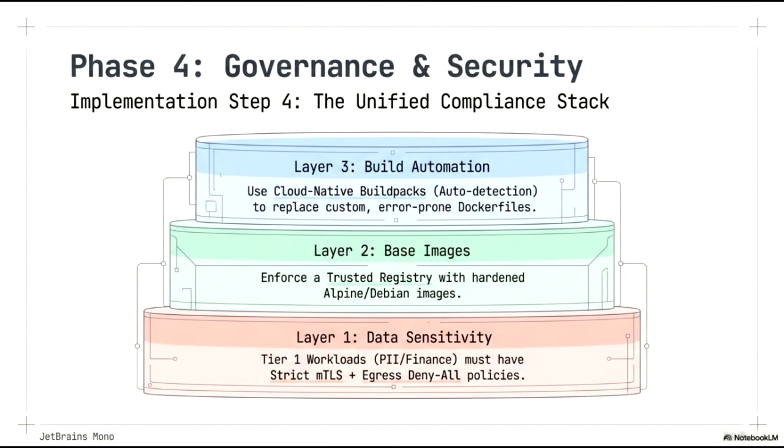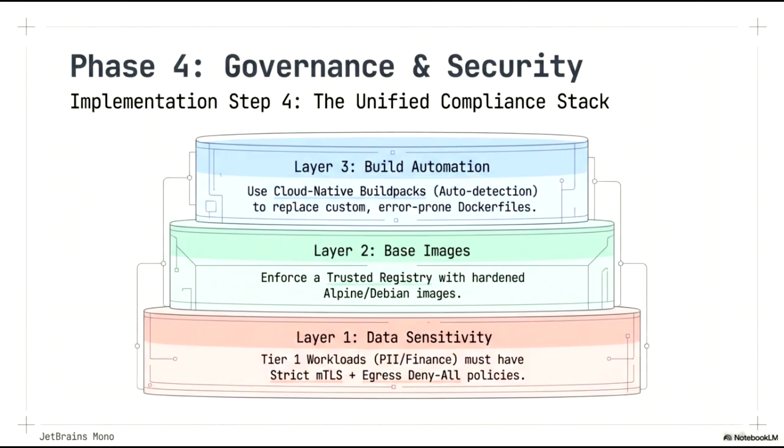Moving into the fourth step of Phase 4, we examine the Unified Compliance Stack. This model establishes a standardized security framework across 3 integrated layers to ensure consistent governance throughout the development lifecycle. At the foundation, Layer 1 focuses on data sensitivity. For Tier 1 workloads, such as those involving PII or financial data, we mandate a zero-trust posture. This includes the enforcement of strict MTLS for all internal communications and the implementation of egress deny all policies to strictly control and monitor outbound traffic.